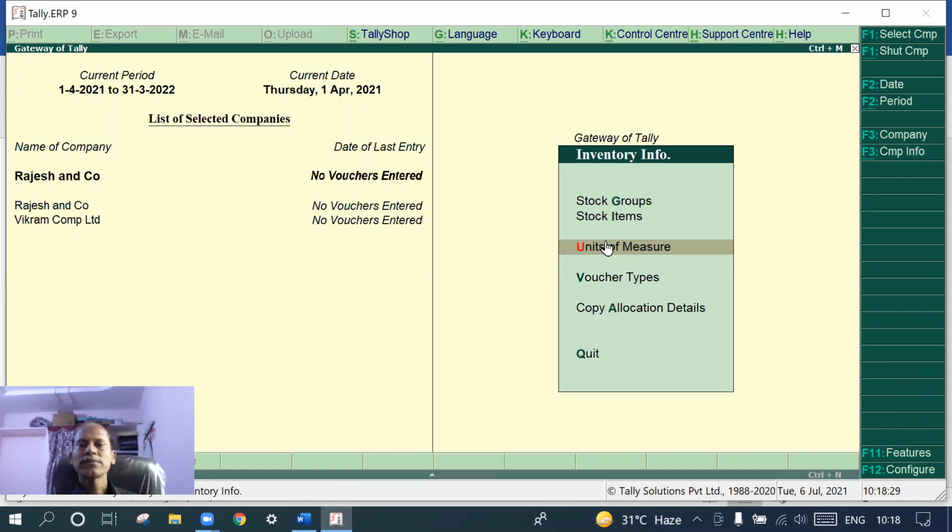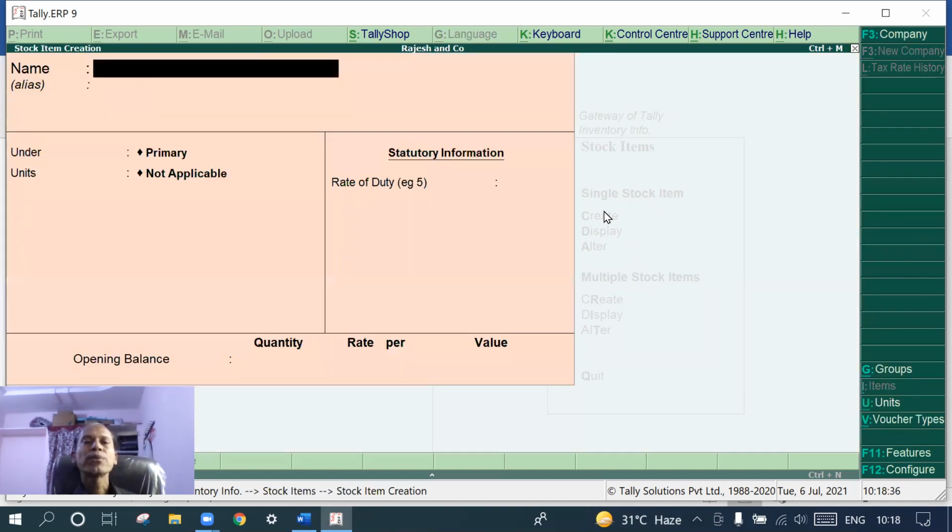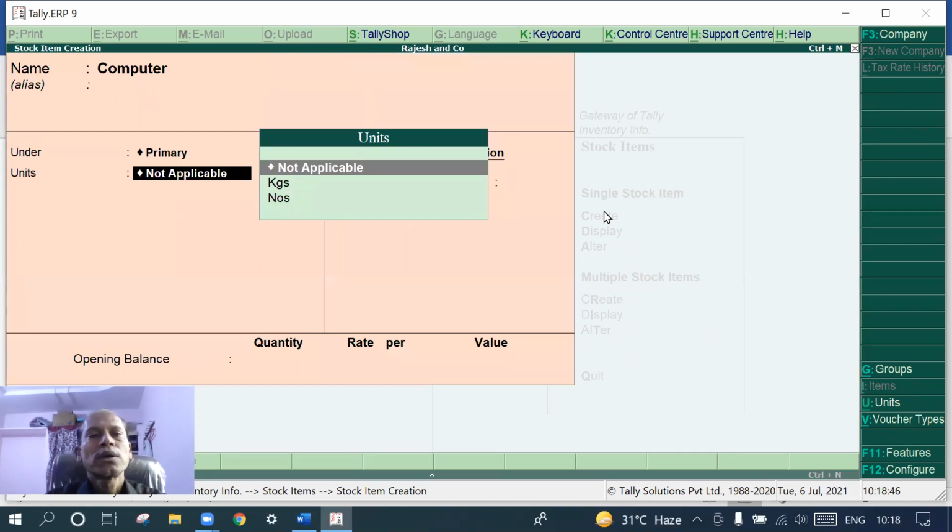This is the most important thing. We have to know this. Again, stock items. What is a stock item? Computers is a stock item. Computers is the stock item. So computers is measured. Stock of the computers is measured by numbers, not dozens, not kgs. So numbers, I am selecting numbers.